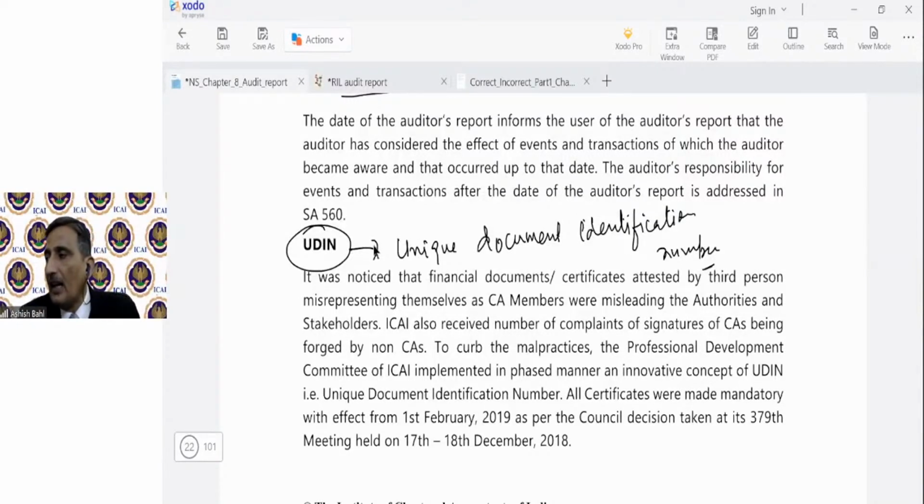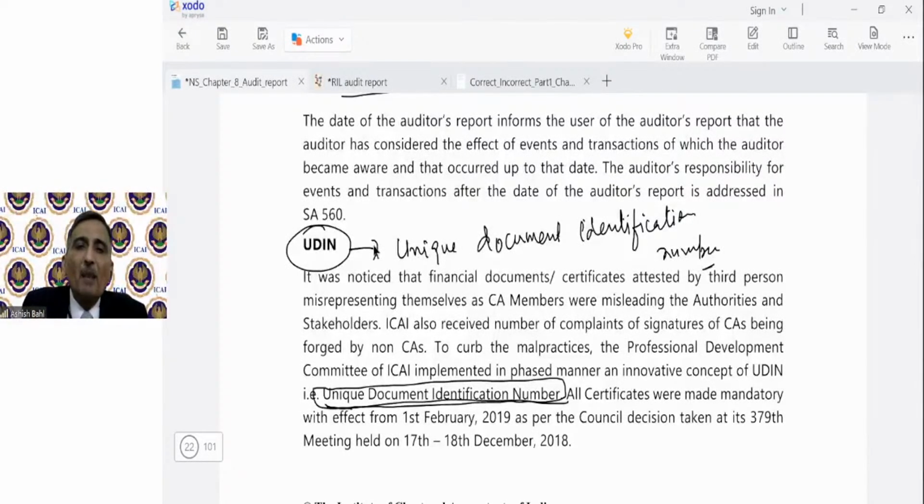Now it is mandatory for chartered accountants, for auditors, to generate a unique document identification number, which is called UDIN. It is an alphanumeric 18-digit number, which also includes the membership number of the engagement partner who is signing the report. Yes, Devraj, the meaning of UDIN is unique document identification number.